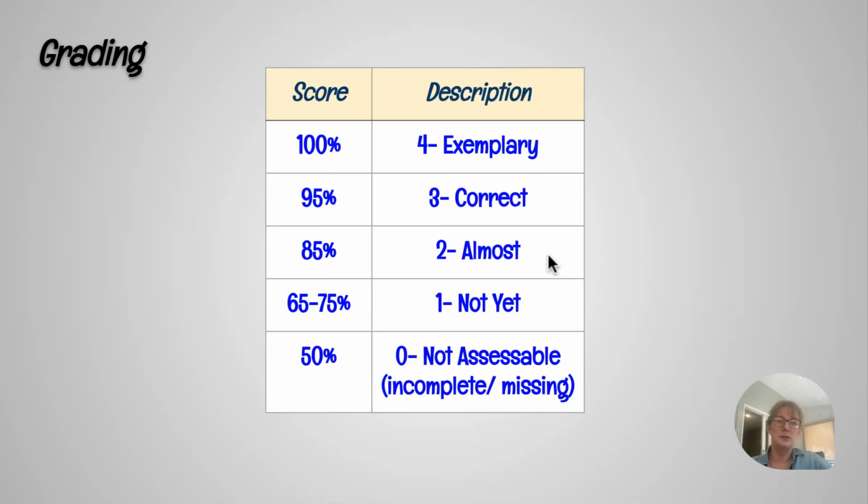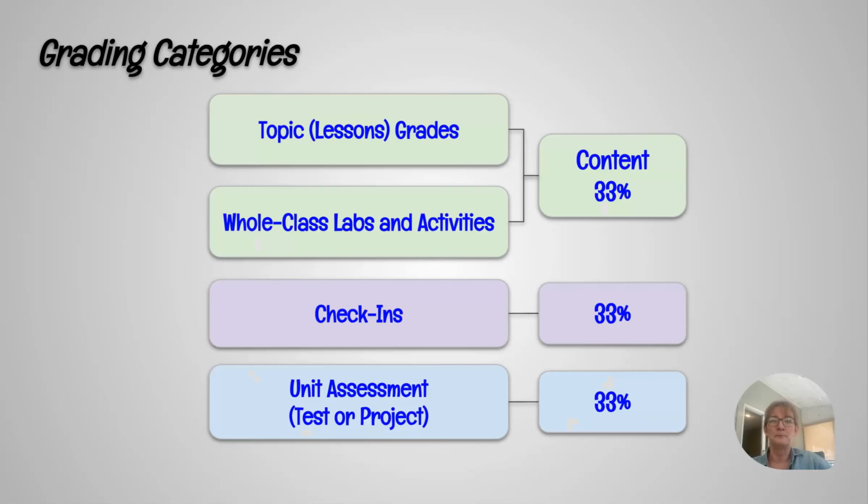A 2 would be not quite. You're almost there, but not quite, and that's your 85%. The not yet score varies depending on the level of what still needs to be done. And then the 50% is basically, I can't give you a score. It's not assessable because it's largely incomplete or missing altogether.